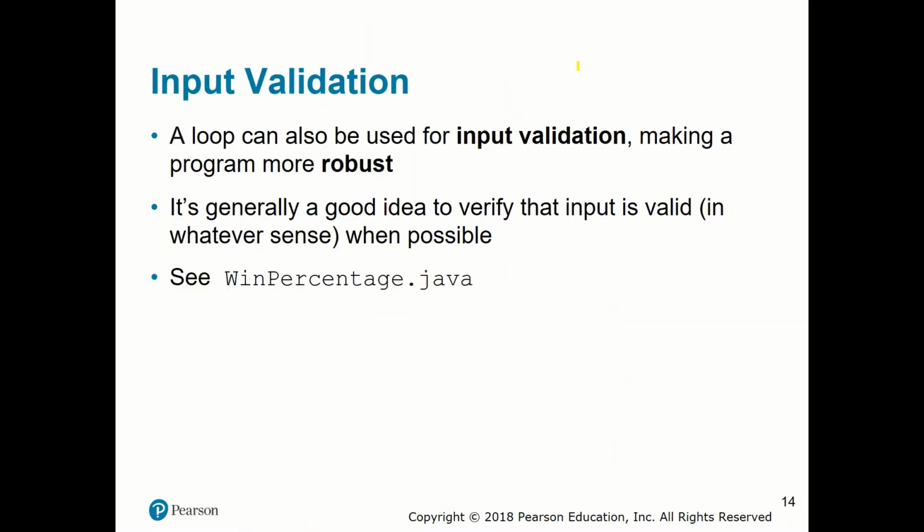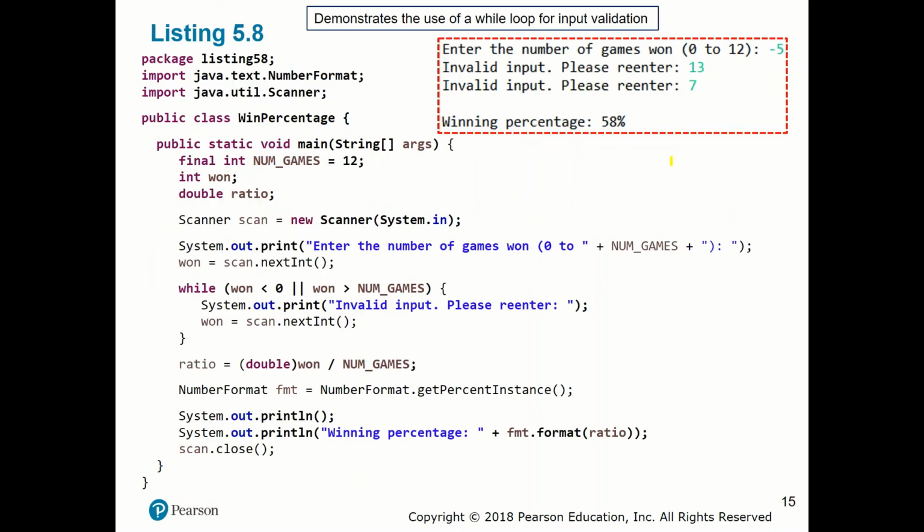I'll talk about input validation. A loop can also be used for input validation, making a program more robust. It is generally a good idea to verify that input is valid when possible. So we will see this code soon. This code demonstrates the use of a while loop for input validation. This code reads the number of wins out of 12 games and finds the winning percentage. So the input should be between 0 and 12.